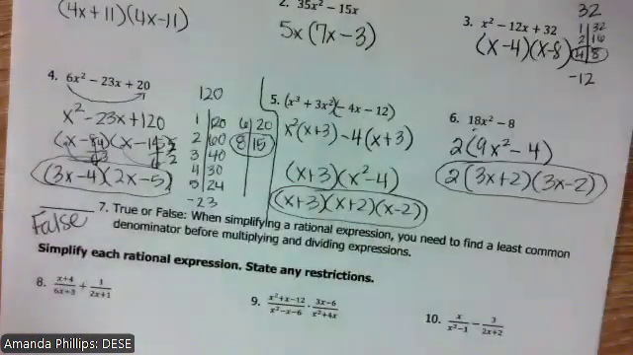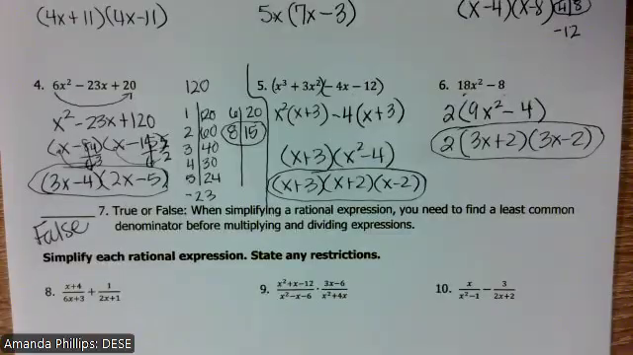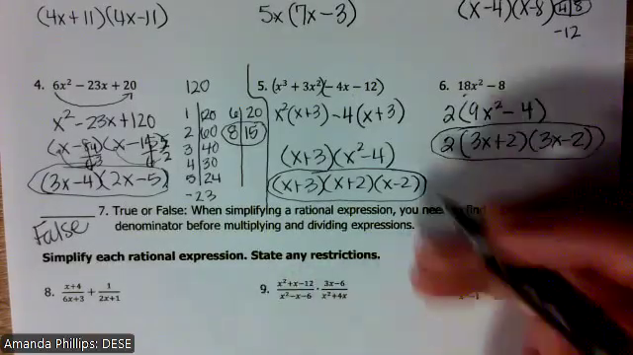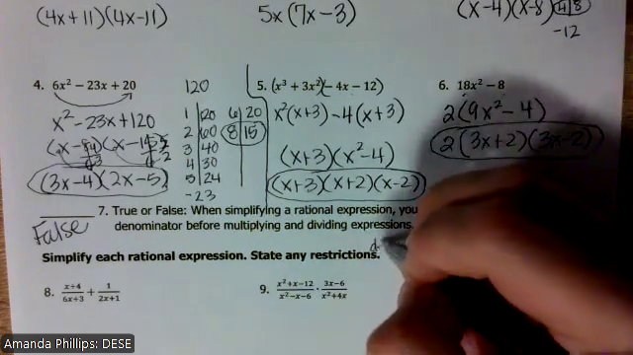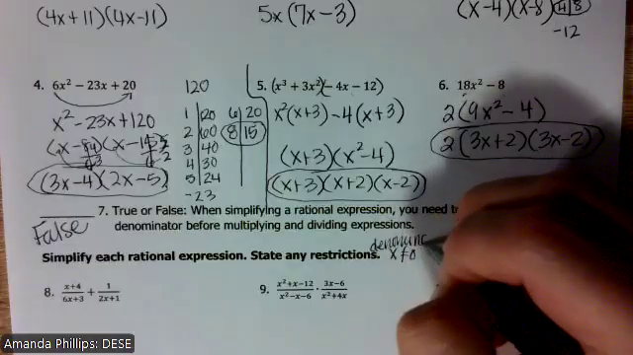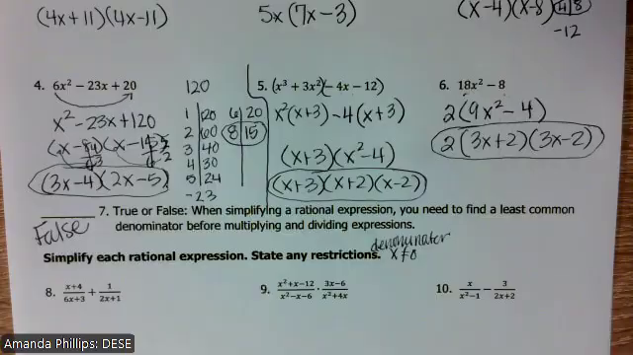Okay, so number 8, it says simplify each rational and state any restrictions. Okay, remember the restrictions are where x cannot equal 0. And that's where our denominator is. So keep that in mind. And we'll go through it.